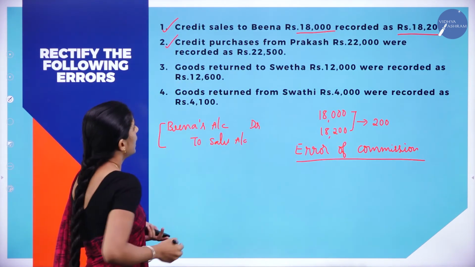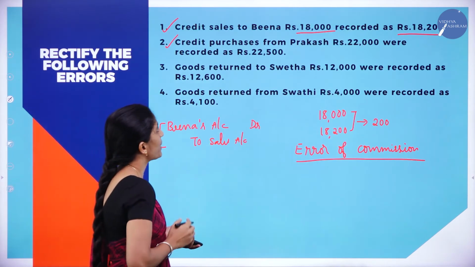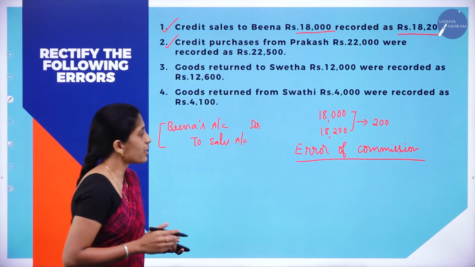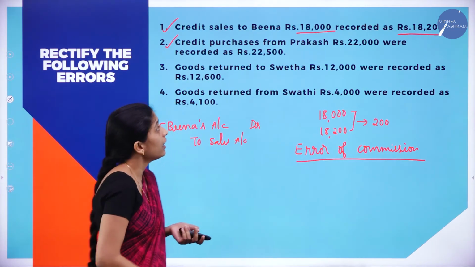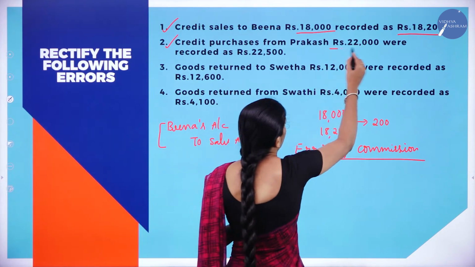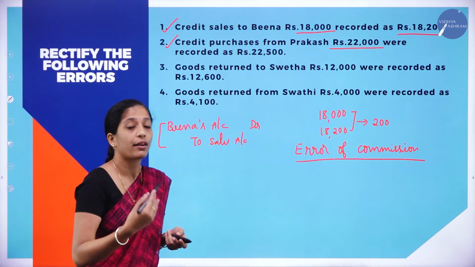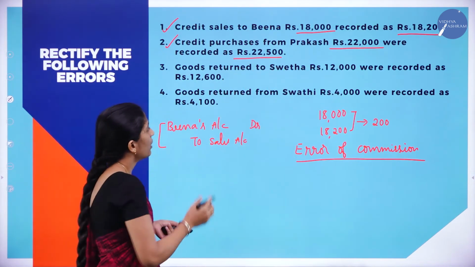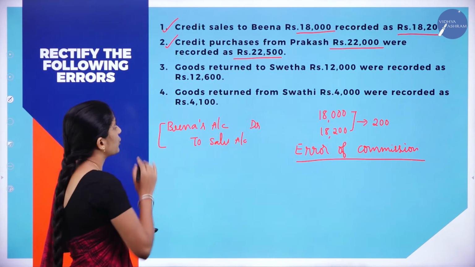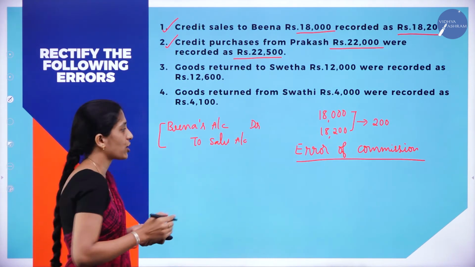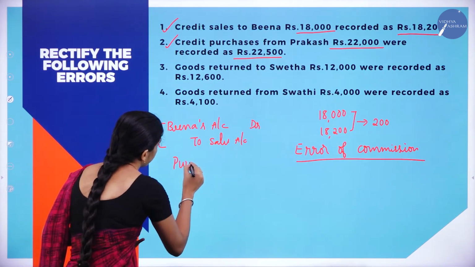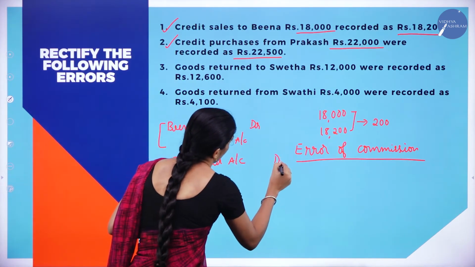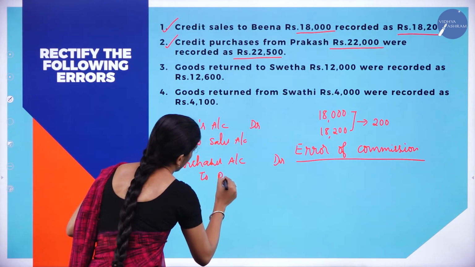It is second one, credit purchase from Prakash rupees 22,000 were recorded as 22,500. This is also error of commission. Now they should have been recorded rupees 22,000, but wrongly they have recorded it as 22,500. Now, what is the correct journal entry for this transaction? Credit purchase from Prakash. So, your correct journal entry will be purchases account debit to Prakash account.